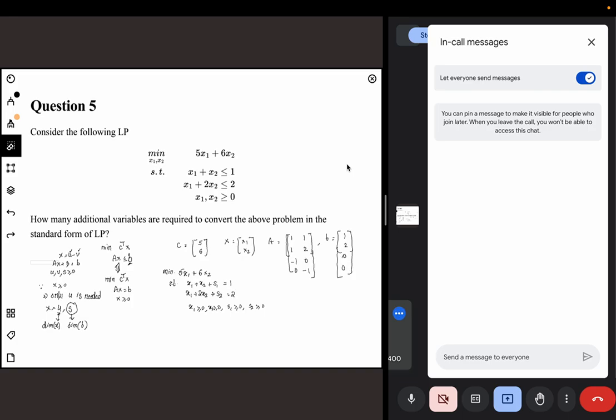This is in the original form, but when I convert it into standard form, I always have x greater than or equal to 0. So this is my x. These are my Ax equal to b, and this is my c transpose x. So you can see this is in the standard form. How many extra variables have I added? Only two extra variables: one is s1, the other one is s2. This is clear.